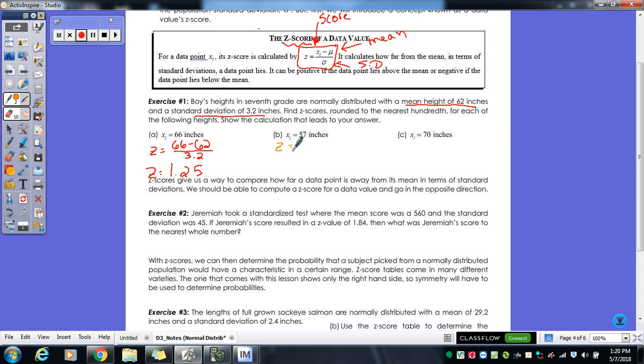So B, our next z-score. 57 minus 62 divided by 3.2. Negative 1.56. And our third z-score, 70 inches minus 62. 2.50. We have to go to the nearest hundredth.